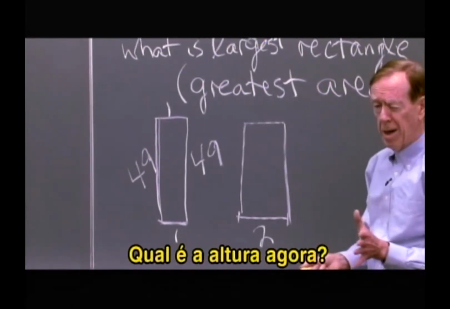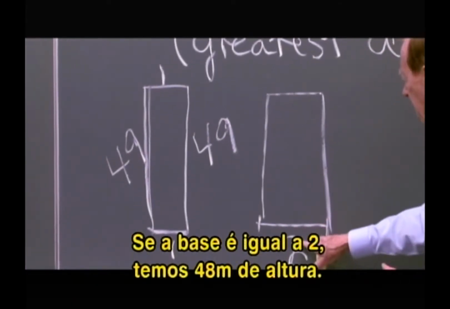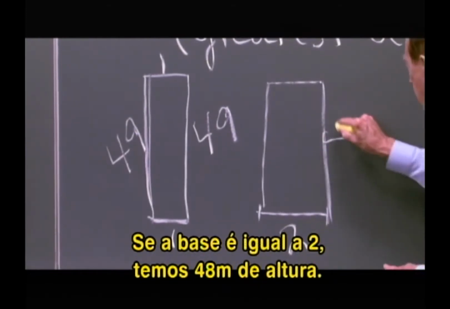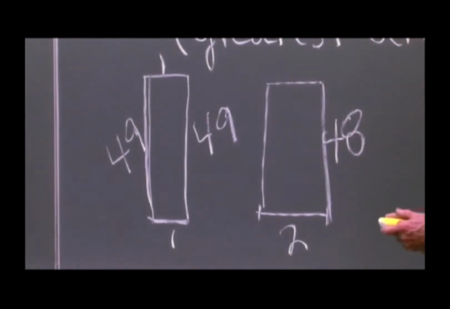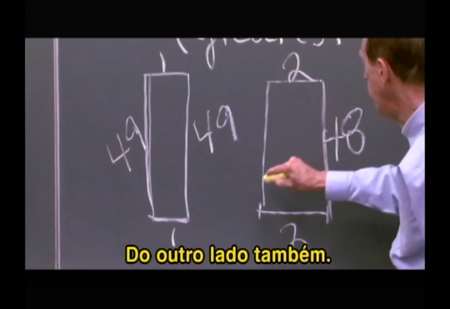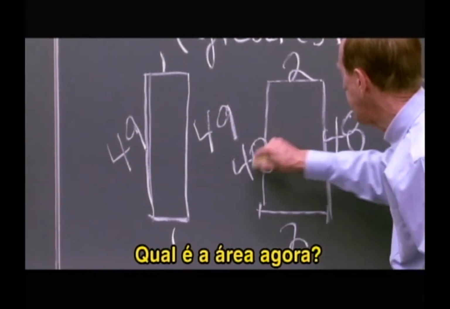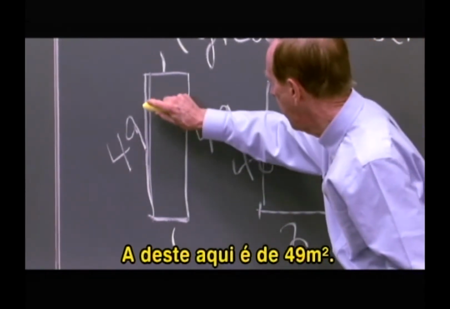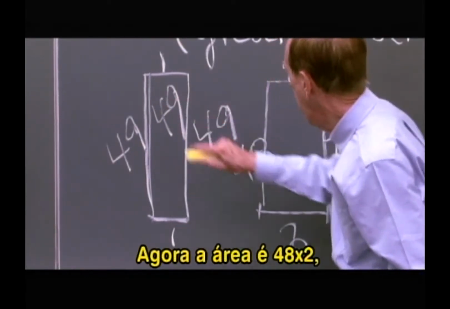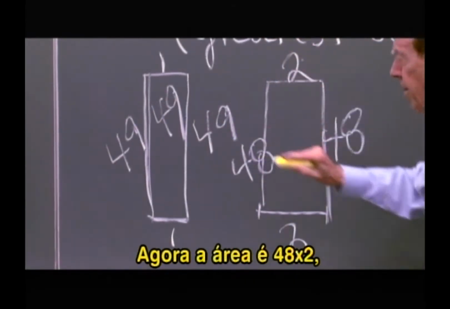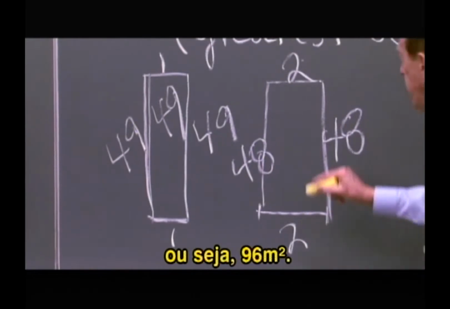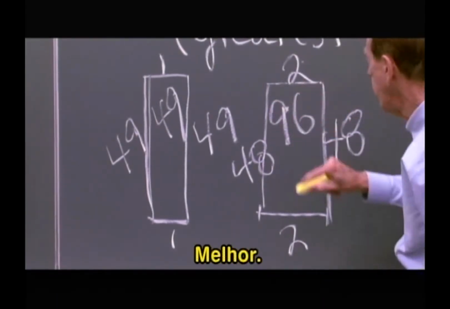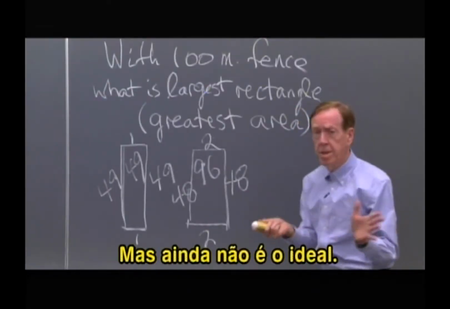What have I got for height now? If that's 2, and I probably want 48 now. And this will be the 2, and this will be the 48. And what's the area now? This one had an area of 49, and now the area here is 2 times 48, 96. So that's better. But is it the best?